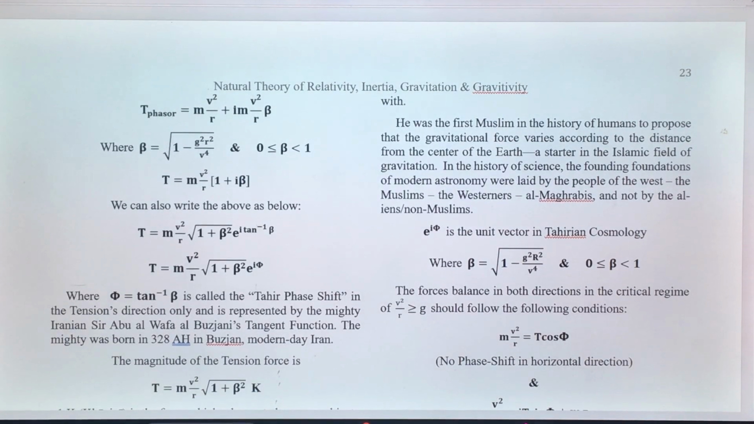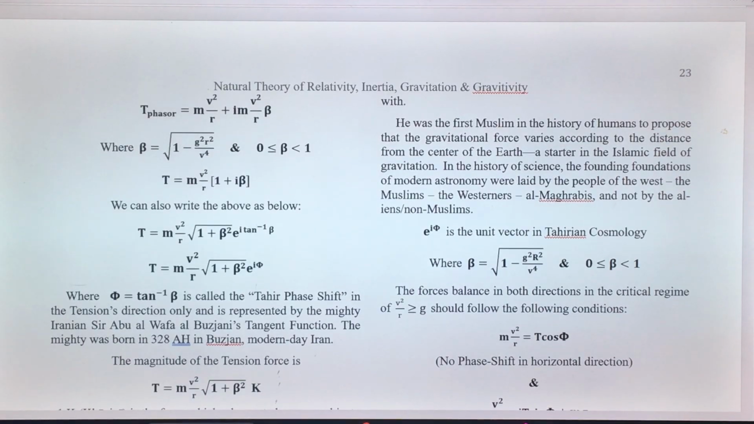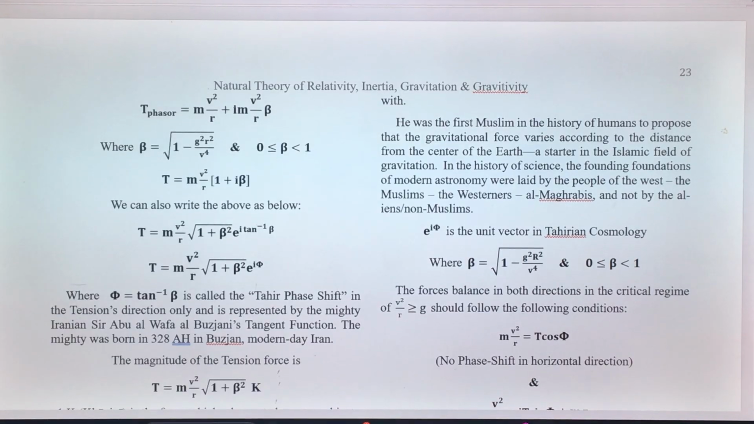He was the first Muslim in the history of humans to propose that the gravitational force varies according to distance from the center of the earth. A starter in the Islamic field of gravitation. Gravitation is an Islamic field. In the history of science, the foundations of modern astronomy were laid by the people of the West, the Muslims, the Westerners, Al-Maghrabis, and not by the aliens, non-Muslims.